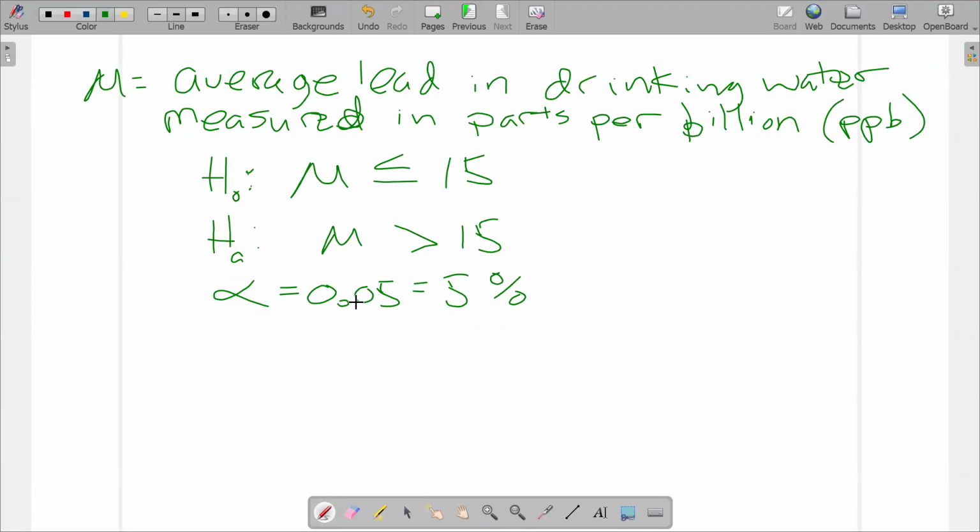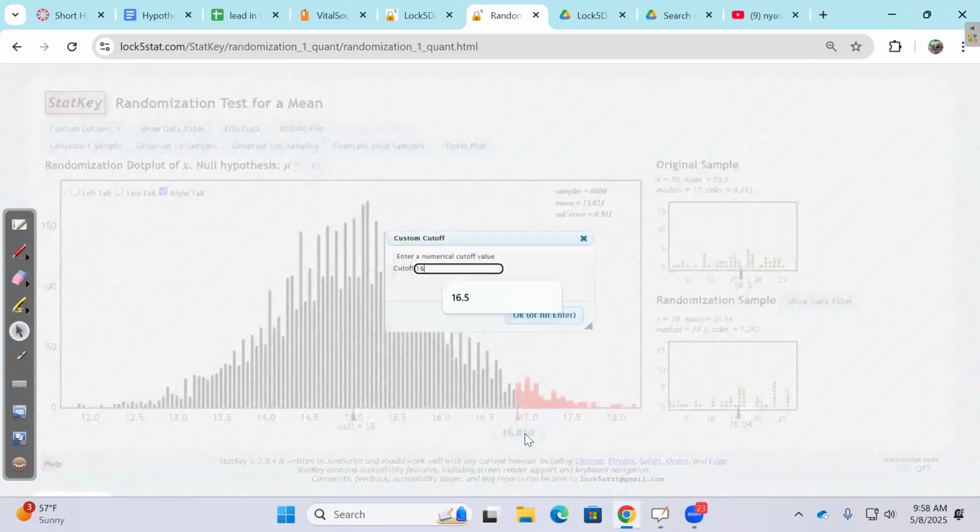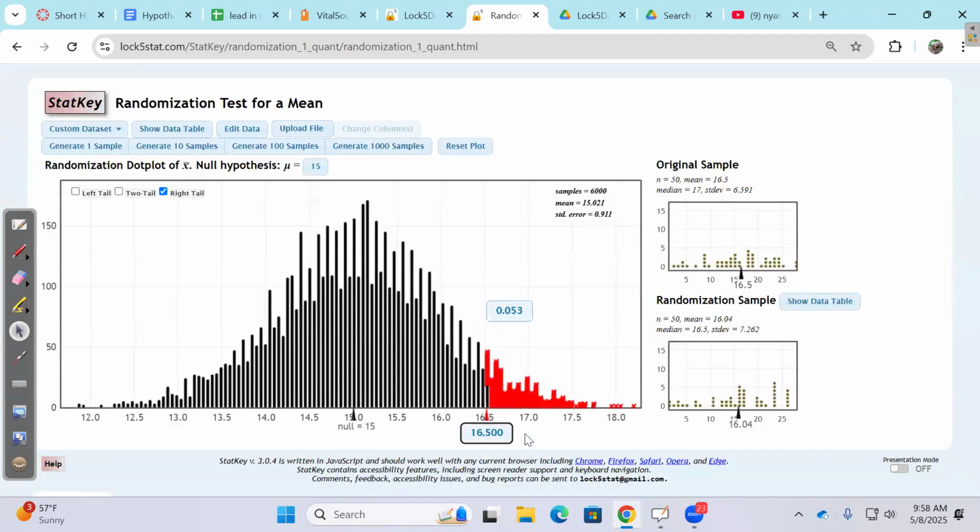The alternative hypothesis always tells you what test. Okay, so right tail. And then I plug in my sample mean. So down here, I'm going to drop in the 16.5. And once I do that, the number above is my p-value. Okay, so we're getting p-values a little above, a little below. Somebody got 0.05. All right, so I'm going to make a quick sketch of that.